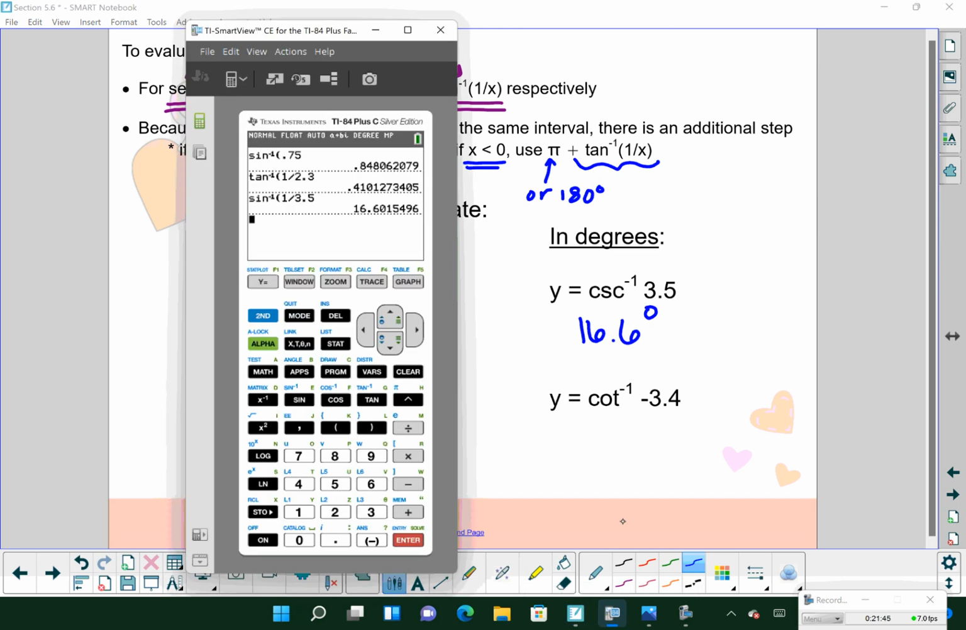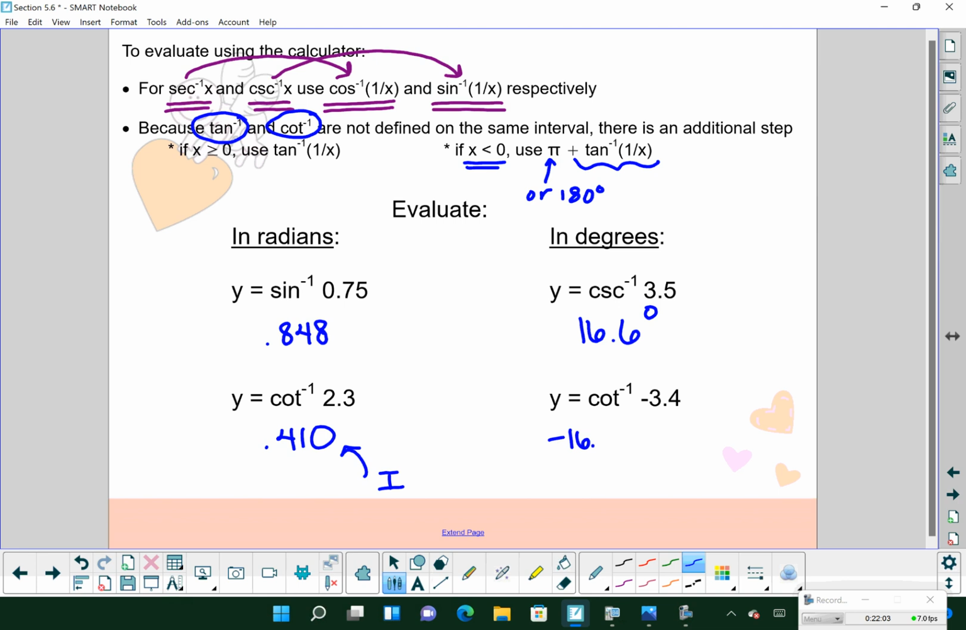Okay, now my inverse cotangent. Second tangent, inverse function. The reciprocal of the value I have, 1 over negative 3.4. And we get an answer of negative 16.4 degrees. And this is where we know we run into trouble. This is an answer in quadrant 4, but inverse cotangent is only defined in quadrant 1 or 2. So the answer that we get is invalid. It's outside of the range of the function that we're evaluating.